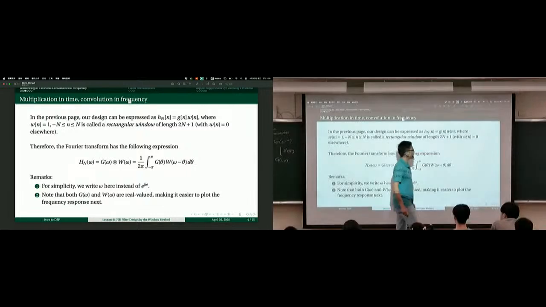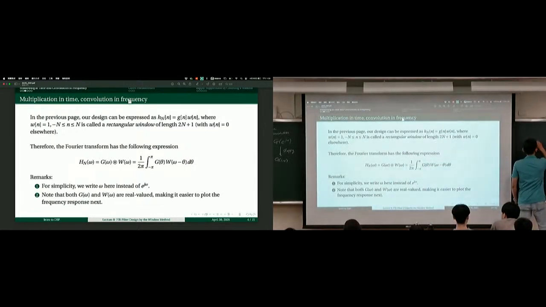So maybe it's always good to draw a picture of what's going on. On one hand, we have the ideal response. That's our small g. Small g of n may have this envelope. Envelope looks like that, sinc function. And then we sample. It's a signal.